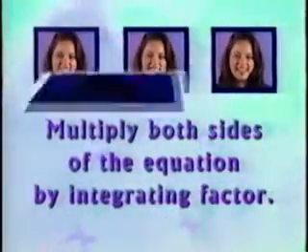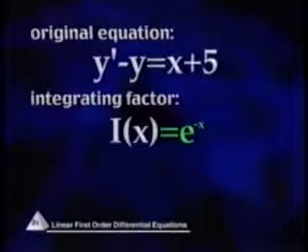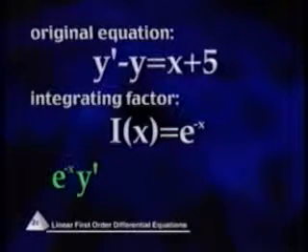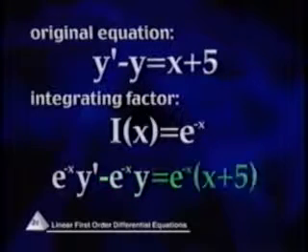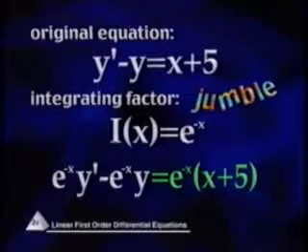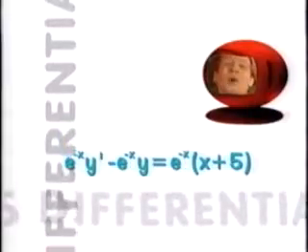So let's try. The original equation is y prime minus y equals x plus 5. We determined the integrating factor to be e to the -x. Multiplying both sides of the equation by e to the -x, we get e to the -x times y prime minus e to the -x times y equals e to the -x times the quantity x plus 5. Looks like a jumble, but it's about to get a whole lot less complicated. Watch this.